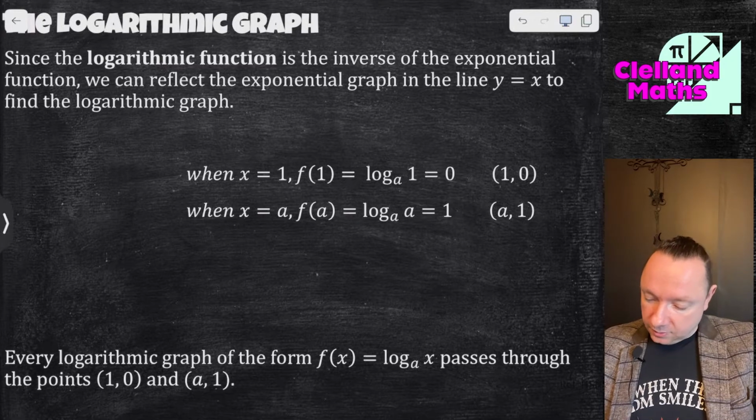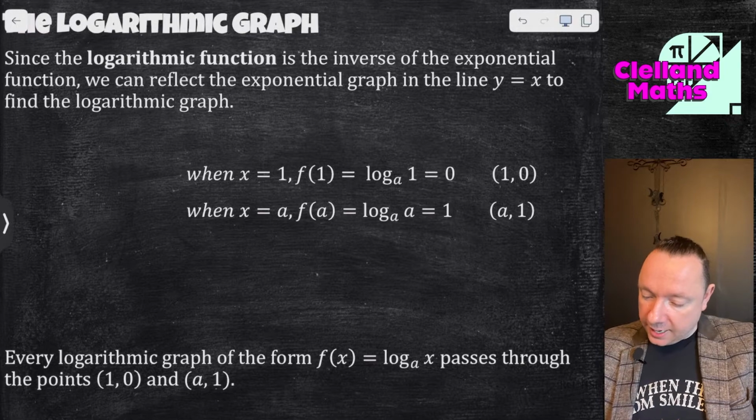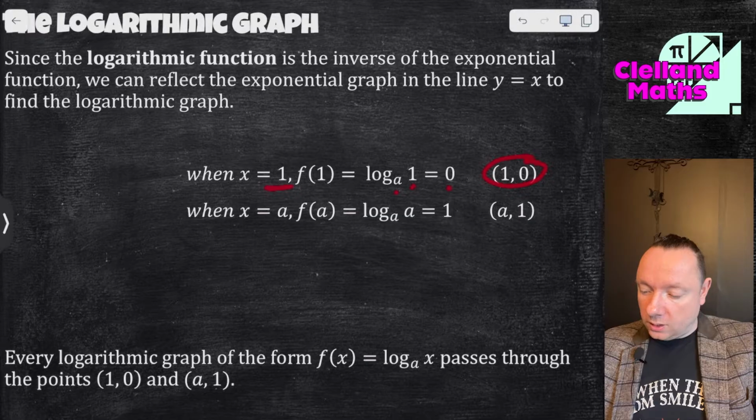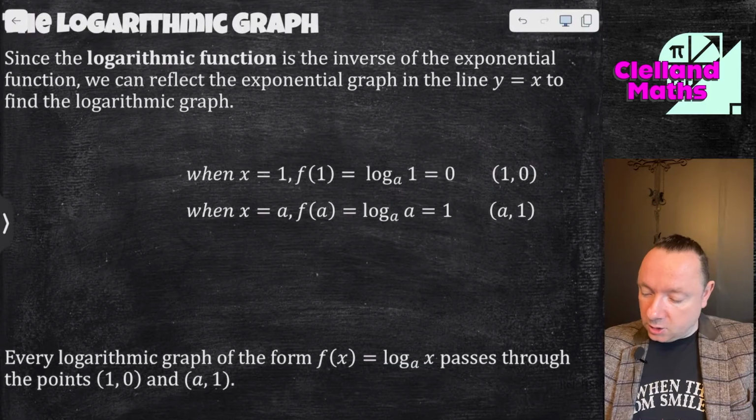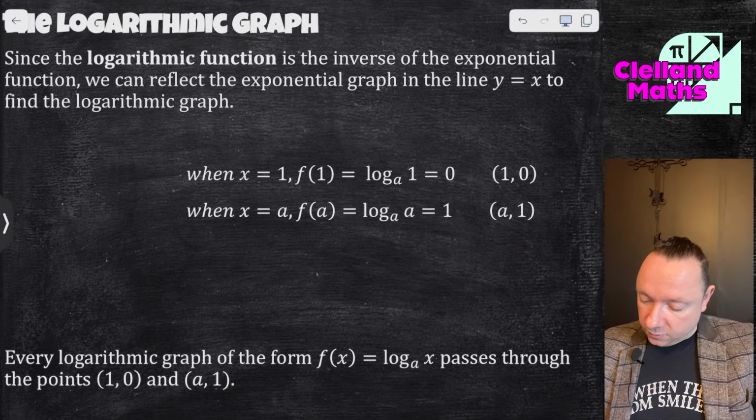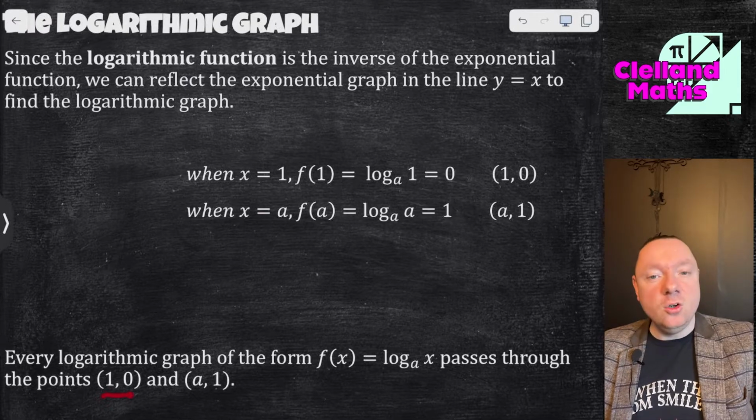And that means that when we do our points, when x equals 1, we get log base a of 1 is 0. The points flip to (1, 0) instead of (0, 1), which is what it was before when it was an exponential. And similarly, when it was an exponential, it was (1, a), it goes to (a, 1). Every logarithmic graph of the form log base a of x passes through (1, 0) and (a, 1).